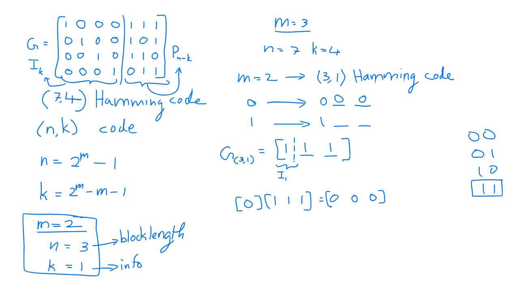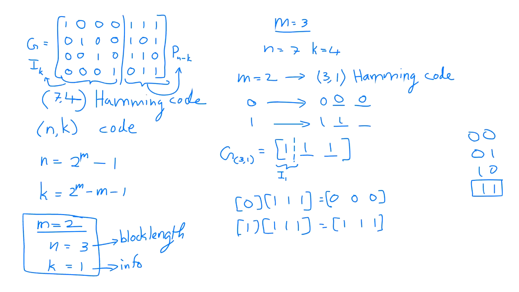Similarly, when you multiply the message 1 with the generator matrix, which we have made as 1, 1, 1, that becomes 1 into 1 is 1, 1 into 1 is again 1, and 1 into 1 is again 1. So this code word will become 1, 1, 1.